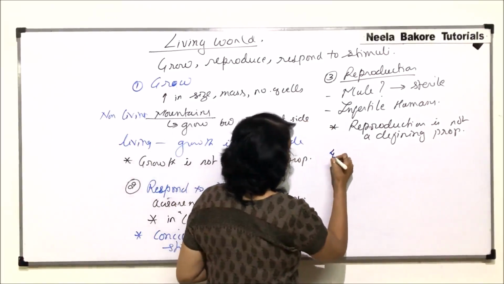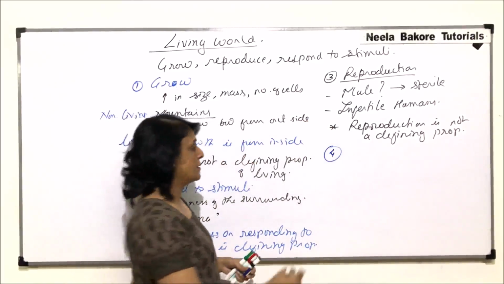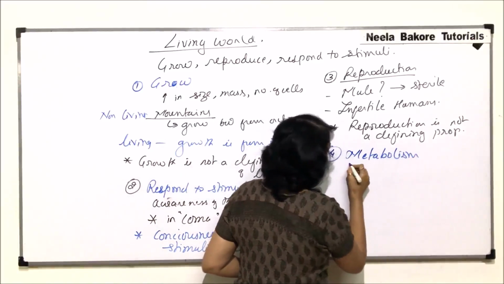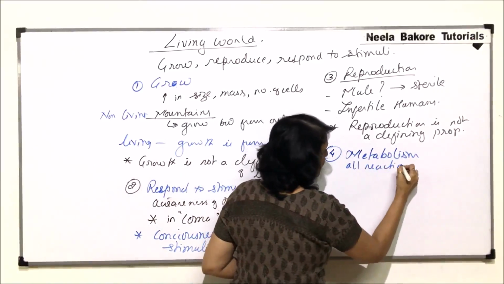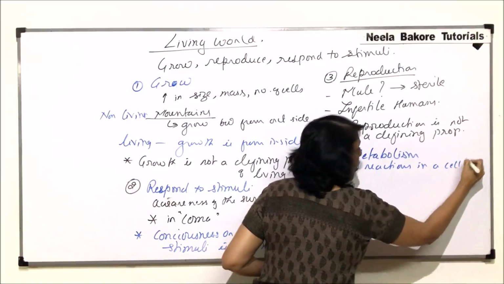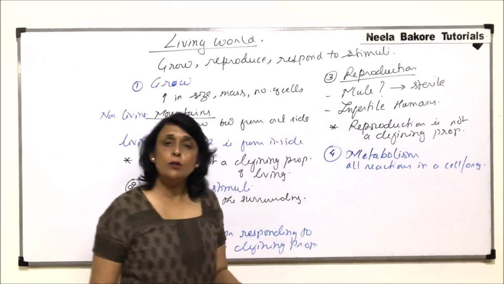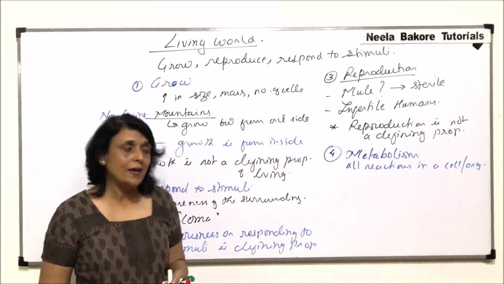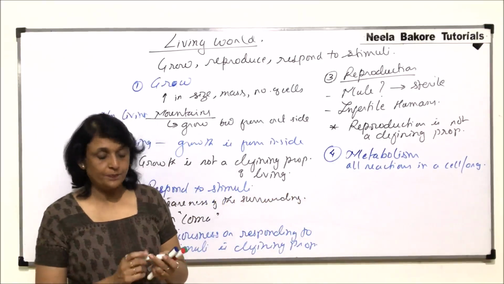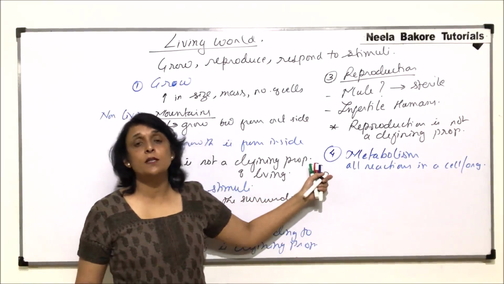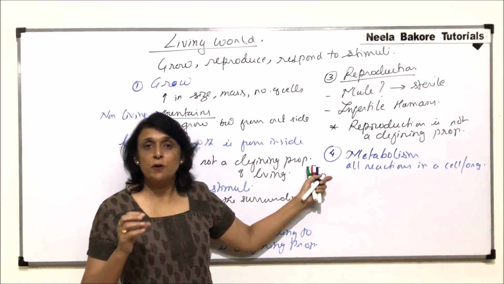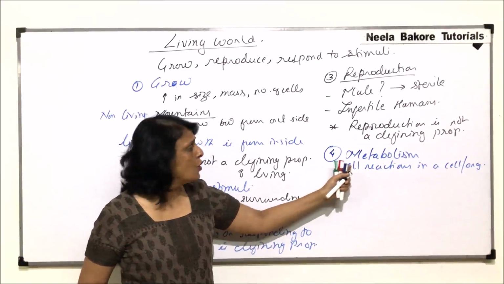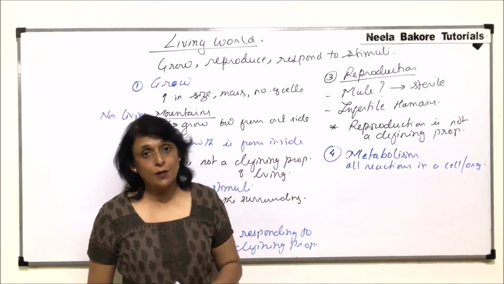We will take one more property, that is metabolism. Metabolism means all reactions in a cell or organism. All those reactions which take place in our body, it has to be a cell or an organism, are termed as metabolism. Metabolic reactions means the reactions which are required for respiration, breaking down of food in presence or absence of oxygen, digestion of food. All those reactions are metabolic reactions.